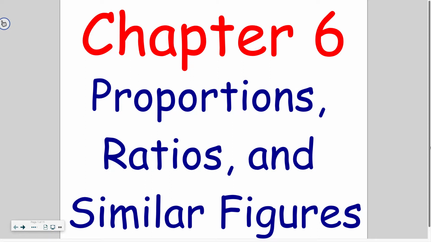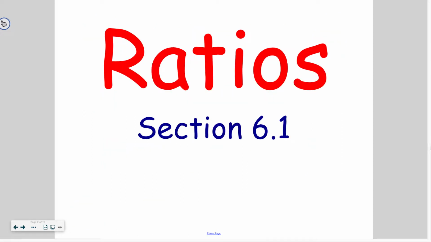Hello class, welcome to chapter 6. We are going to be looking at proportions, ratios, and some similar figures. Today's lesson is going to focus on ratios, which is section 6.1.